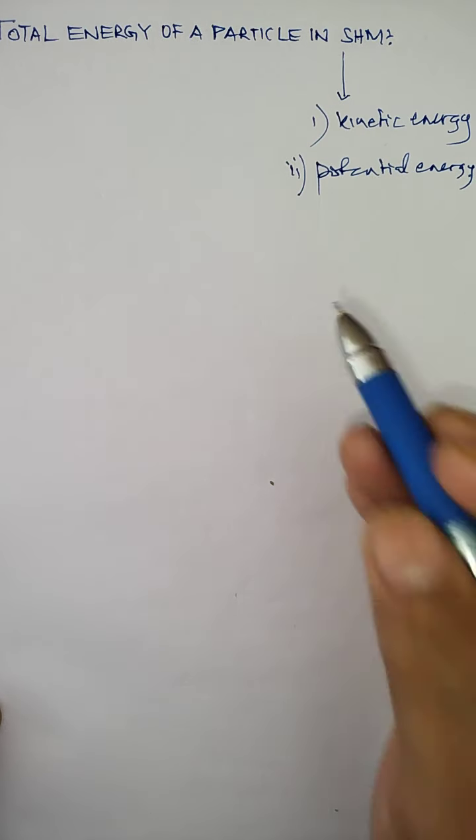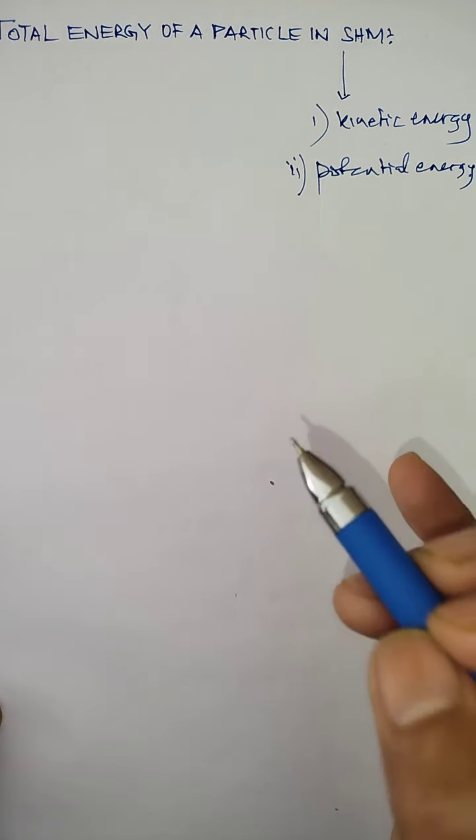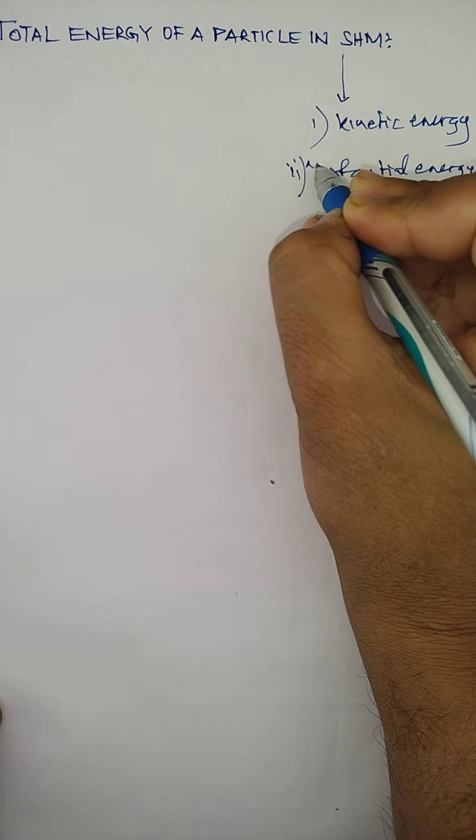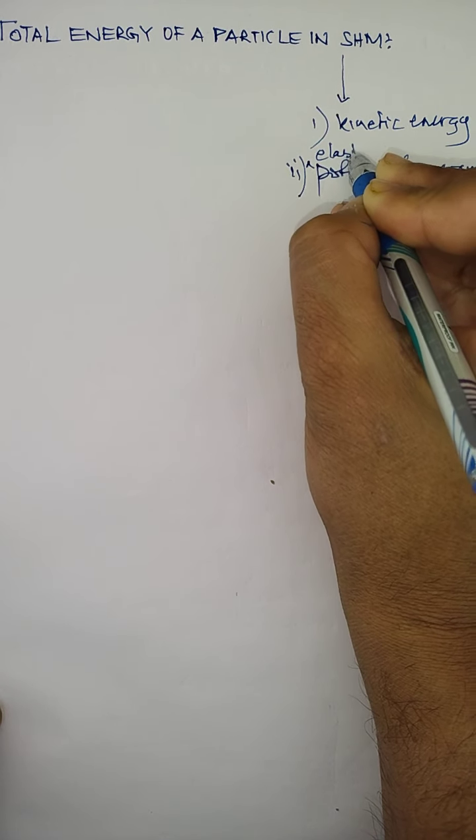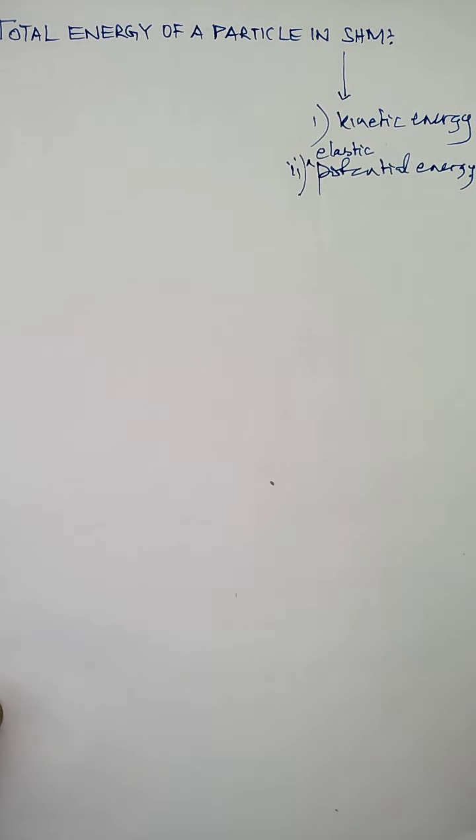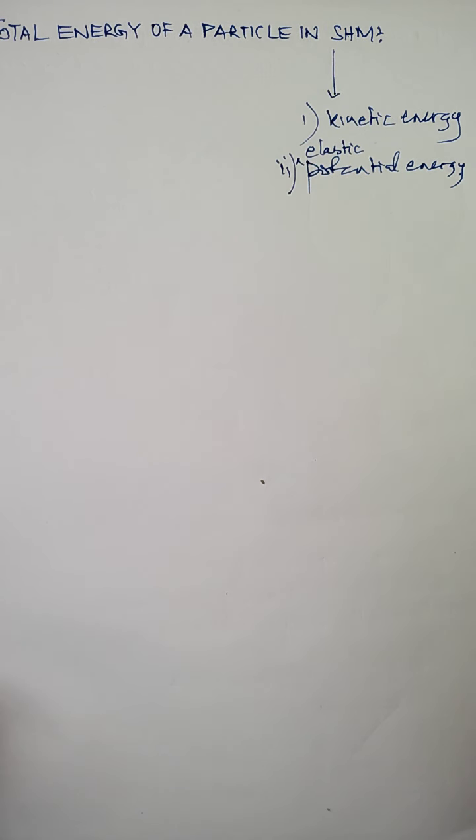But the potential energy possessed by the particle is actually elastic potential energy, because potential energy is of two types. One is gravitational potential energy, another is elastic potential energy. So when a particle is under simple harmonic motion, it has two types of energy, kinetic and potential energy, and these are together called mechanical energy.